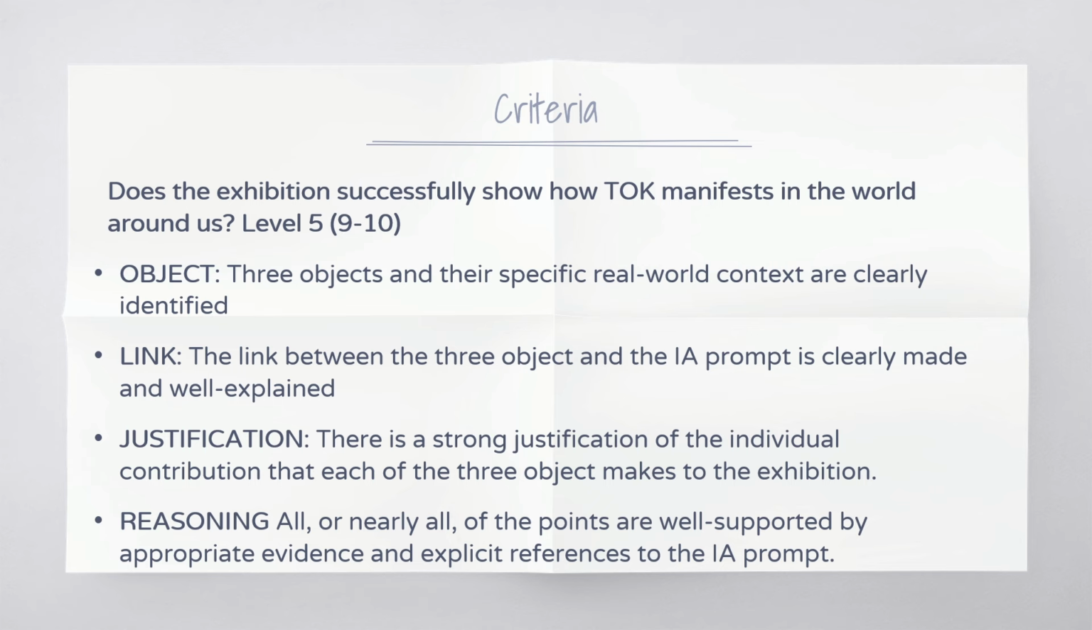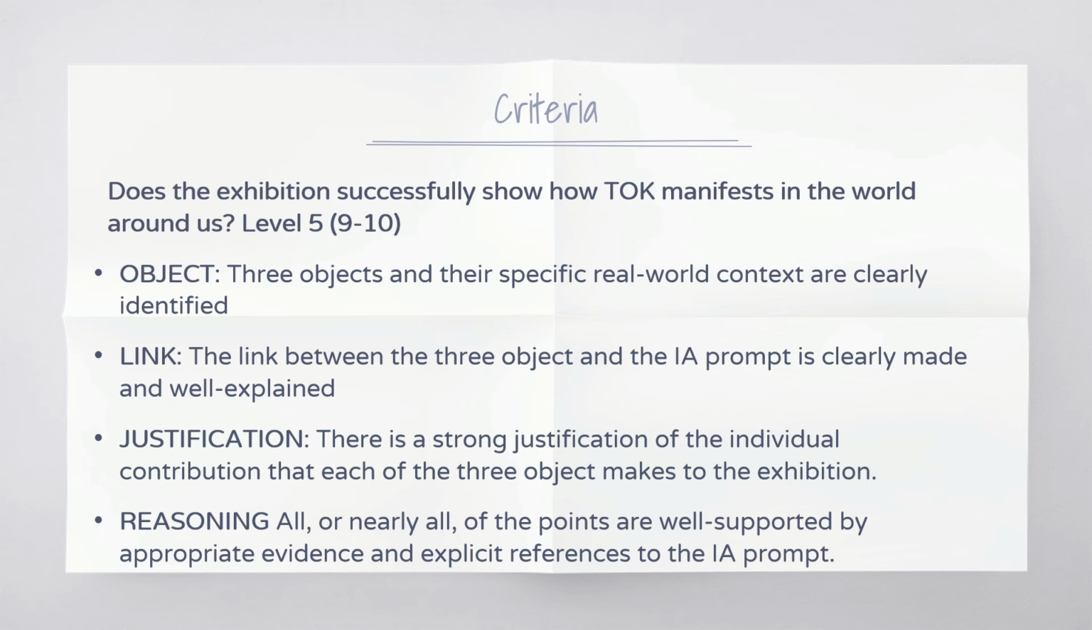The four key elements in relation to the criteria you need to think about are the object, the link, the justification, and the reasoning. Your objects need to be specific and they need to be centered around the real world context that you've established. The link is the most integral part of the exhibition overall. You need to make sure that that link has been established and you've clearly explained what that link means. You've then backed up that link and that explanation with reasoning.